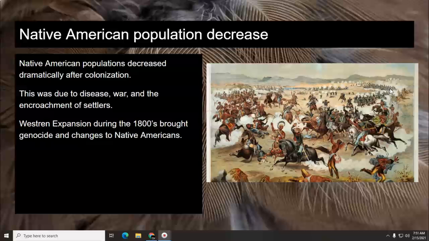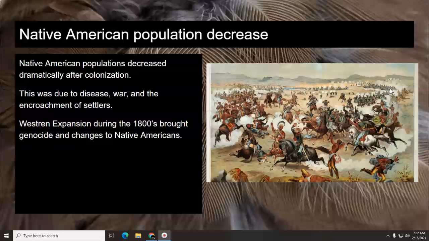It was also increased by war and the encroachment of settlers, because the colonial perspective, and you might have learned about Manifest Destiny in history class, was that it was the job of the colonists, the Anglo-Americans or white people, to teach the rest of the world how to live, and that all land that they didn't own was up for grabs, even though somebody else was living there. And then Western expansion, particularly during the 1800s, brought genocide and changes to Native Americans.